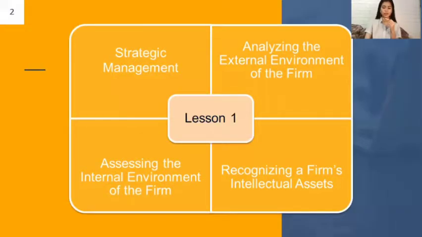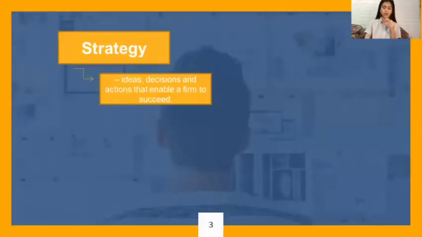Our group will be reporting about four subdivided topics, namely strategic management, analyzing the external environment of the firm, assessing the internal environment of the firm, and recognizing a firm's intellectual assets. Now, starting off by discussing one by one the root words of strategic management, let us first define strategy. So, strategy are the ideas, decisions, and actions that enable a firm to succeed.